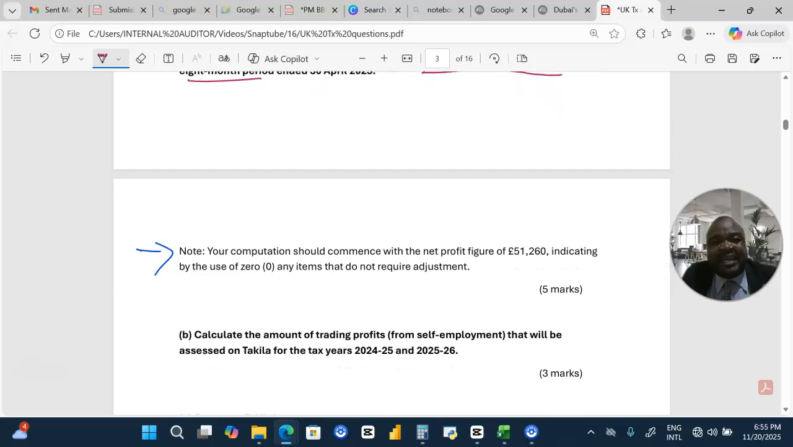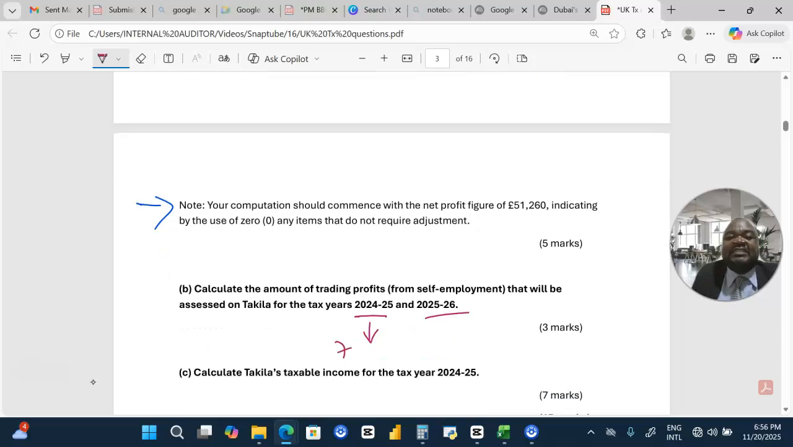Remember, there is requirement B, where the examiner specifically wants you to compute the assessable income. Here you are required to compute the amount of trading profits from self-employment that will be assessed on Takila for the tax years 2024-2025 and 2025-2026. Here, remember, she was in trade for 8 months, but the applicable portion for this particular year was 7/8.